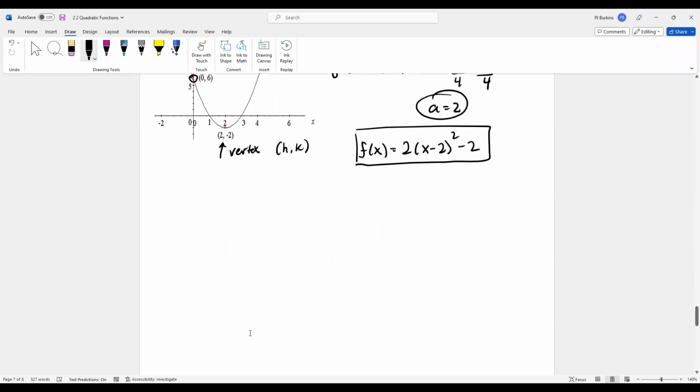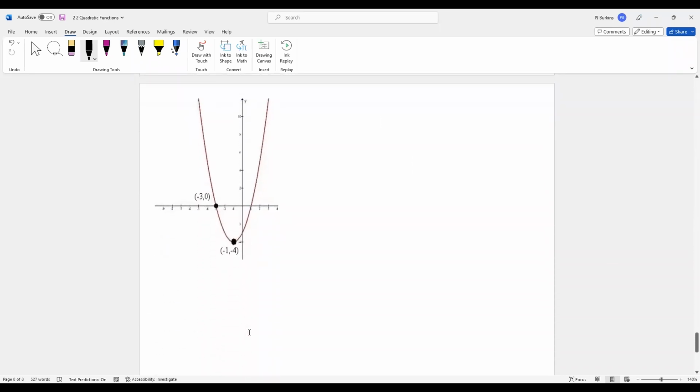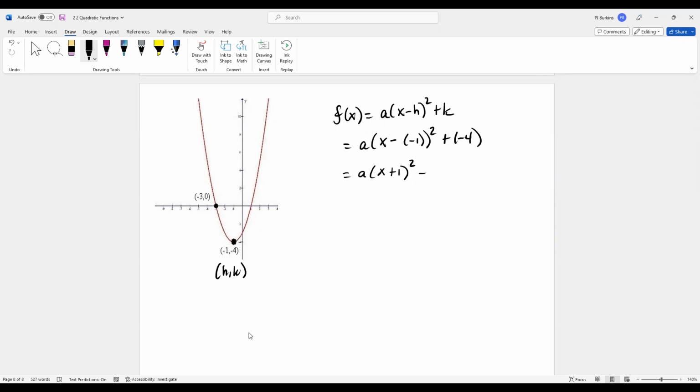All right, that's great. Let's take a look at one more example here. Again, we're given 2 points. This time, instead of the y-intercept, we're given the x-intercept. But we can still do the same process. So the vertex, once again, is h, k. So my function f of x is a times x minus h squared plus k. Substituting in, we have a times x minus negative 1 squared plus negative 4. So this becomes a times x plus 1 squared minus 4.